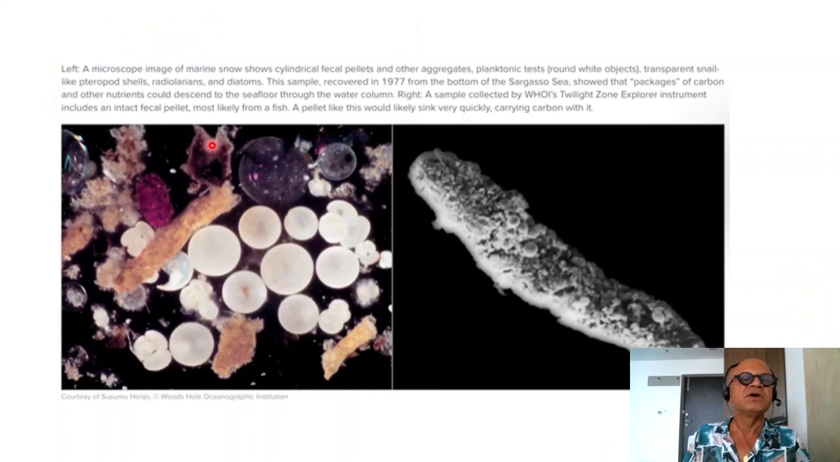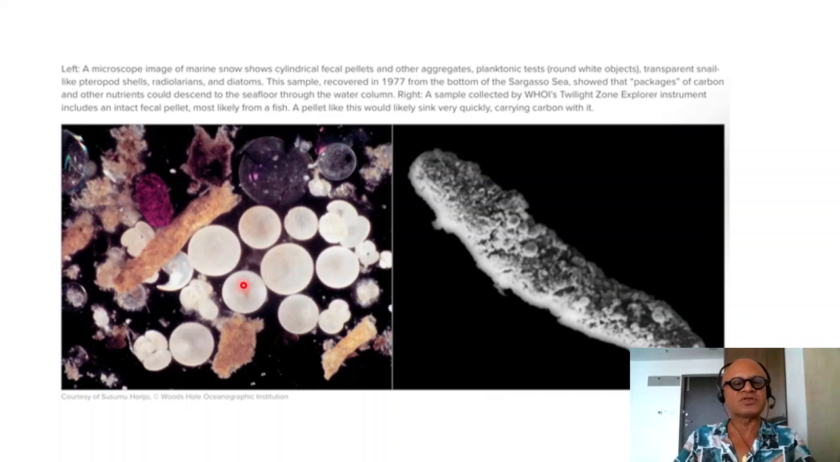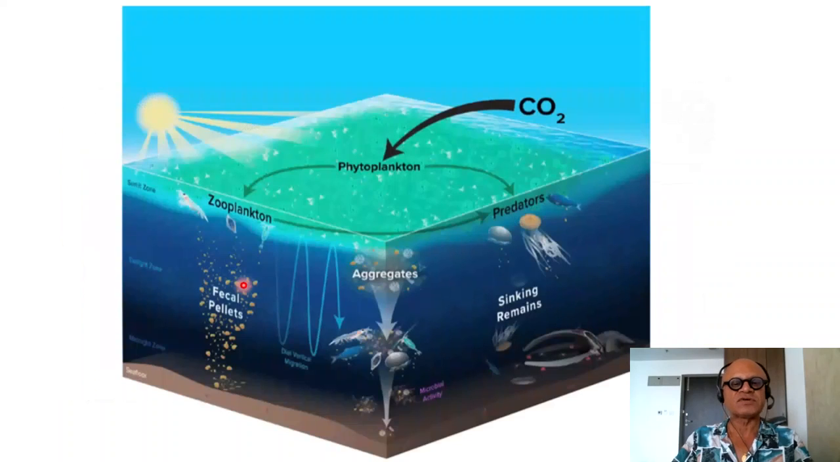So this is just a microscopic image of marine snow, which consists of various things, and this is a pellet that was caught by Woods Hole. So this has here things like pteropod shells, radiolarians, diatoms, and so on. So this general white material that drops through the twilight zone is known as marine snow, which supports a lot of life, and of course which is a large part of the carbon export as well.